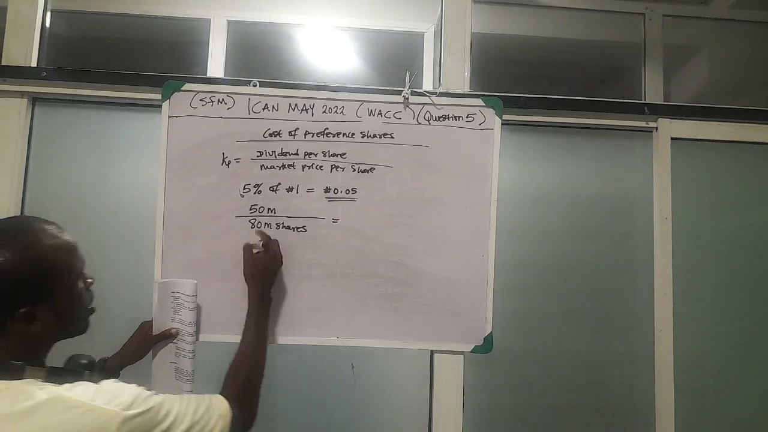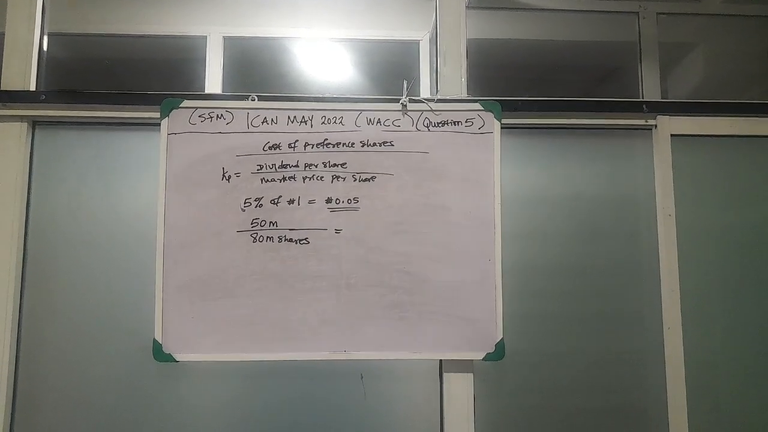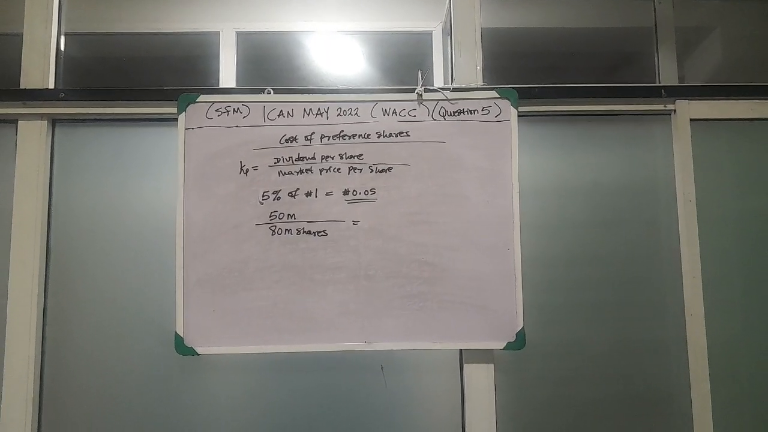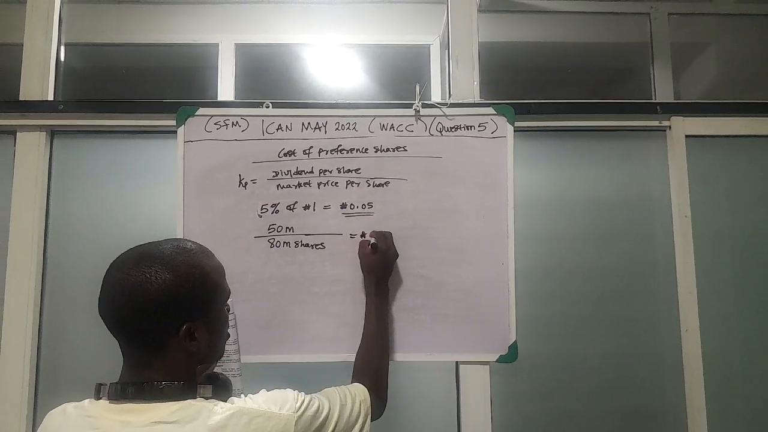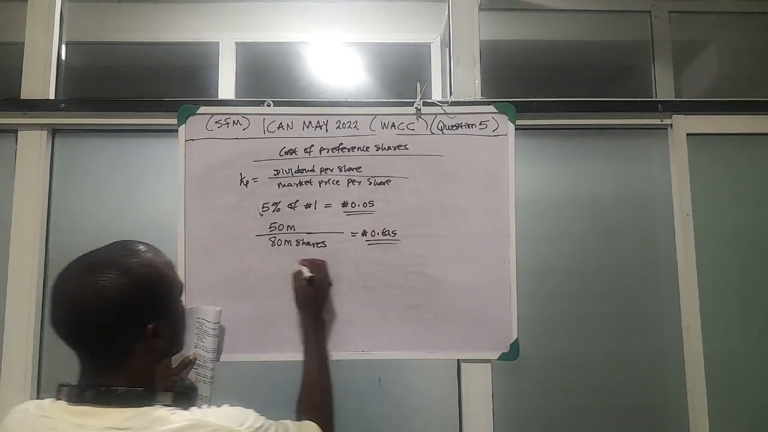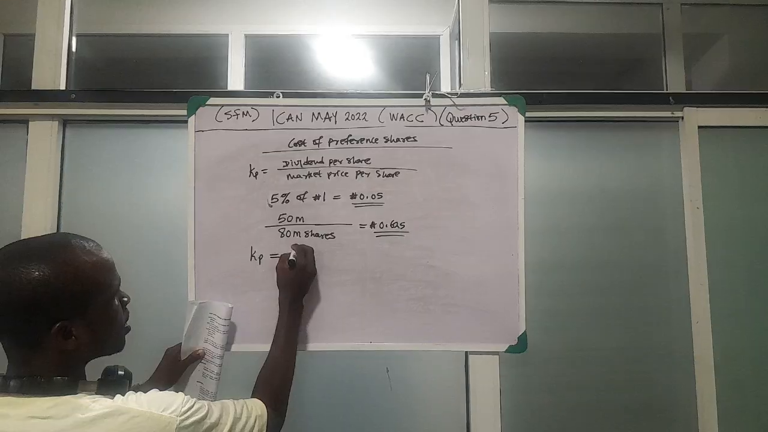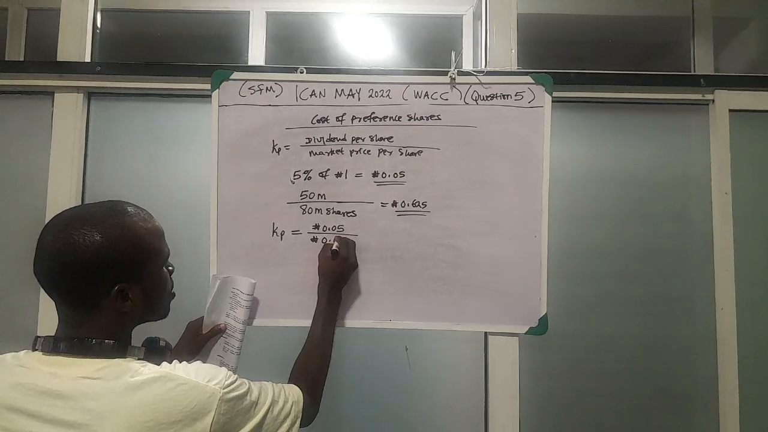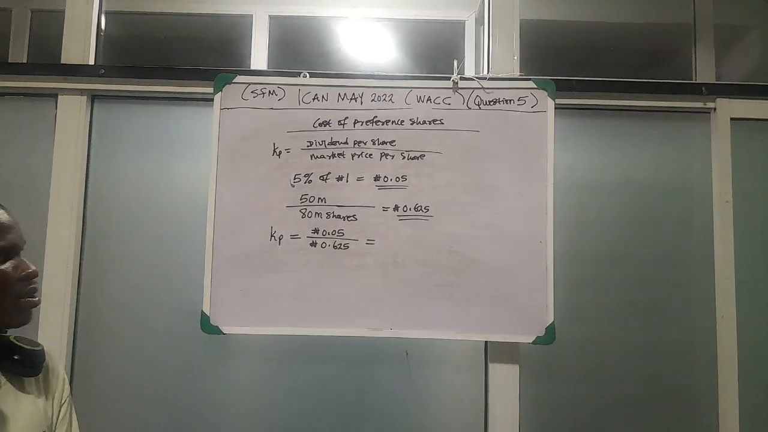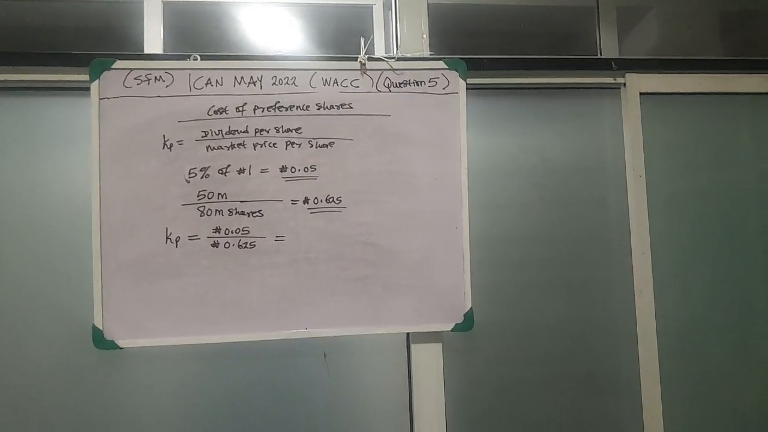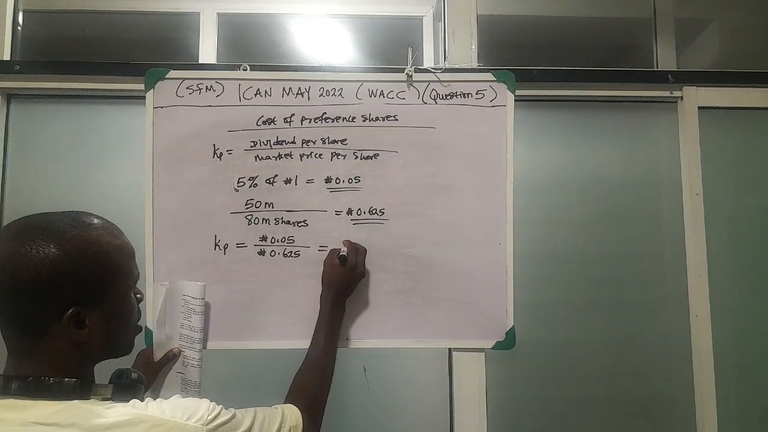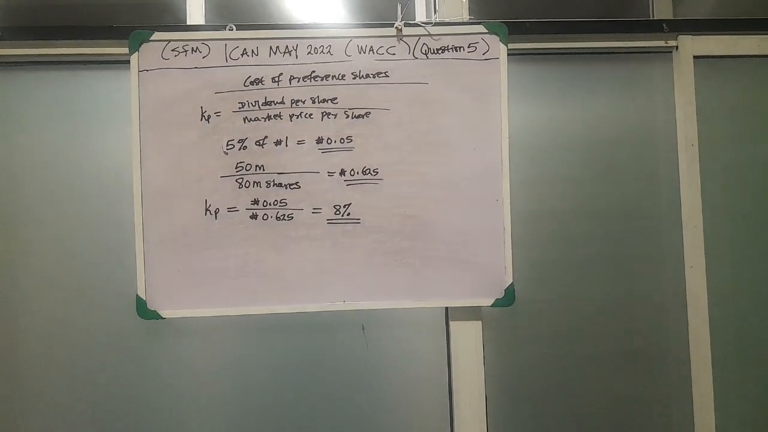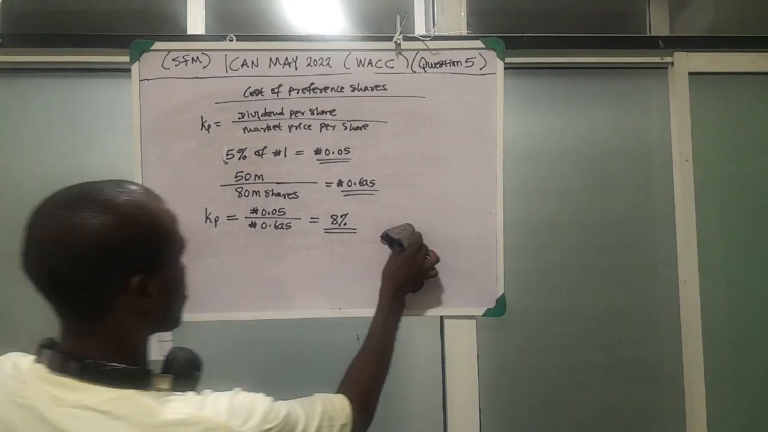So this will give us the market price per share. Based on the calculator, we have 0.625 naira. So Kp, which is the cost of preference shares, will be 0.05 divided by 0.625, which gives us 8%. The cost of preference shares turns out to be 8%. So we can proceed to the weighted average cost of capital.